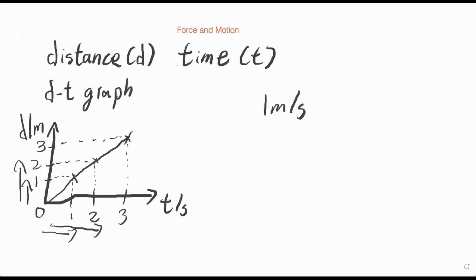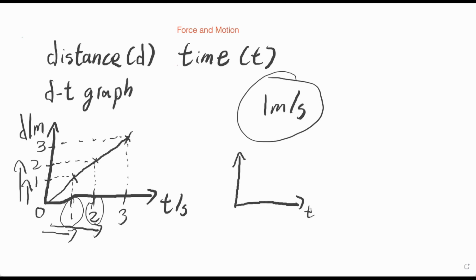So you can see that this is a DT graph. This describes the motion of an object. If you see a straight line like this, it means that it has a constant speed. Its speed is the same throughout. At the 1 second mark, its speed is 1 meter per second. At its 2 second mark, it's 2 meters over 2 seconds, still 1 meter per second. So at any time, its speed is the same. But even in this scenario, there are two types of such graphs.